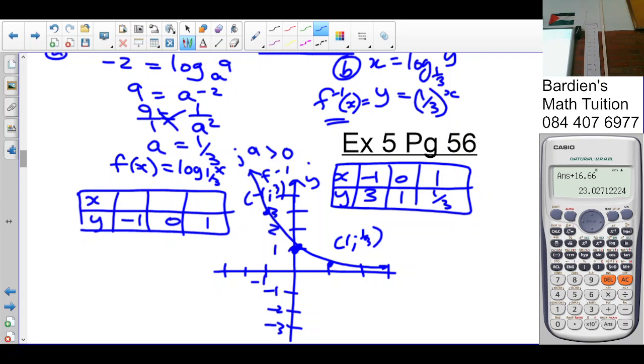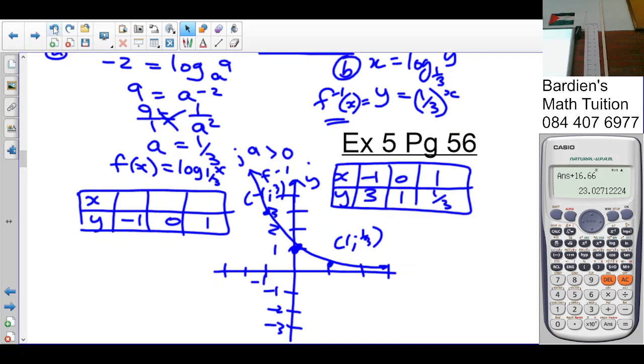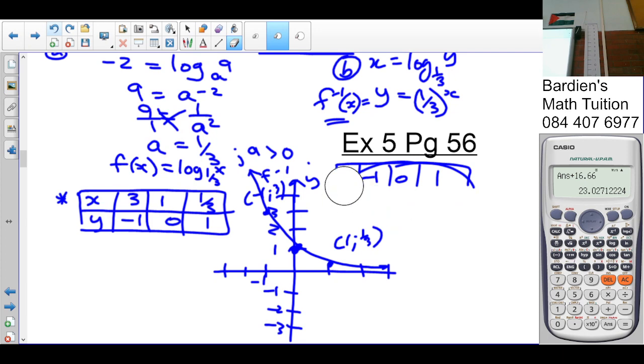All okay with that? And let's take this off here. So we've got a lot of information here. So where are the corresponding x values coming from on this table here? 3, 1 and a third. It's coming from here. No? So plot those points quickly on that graph.